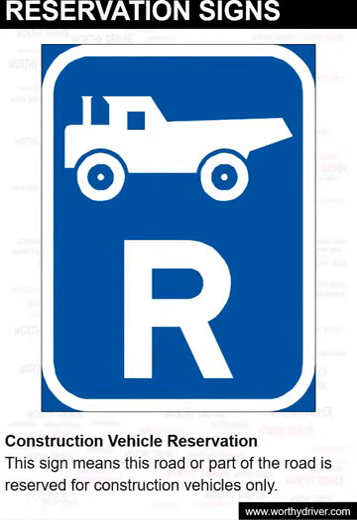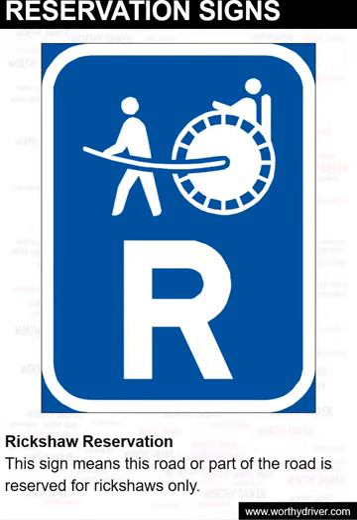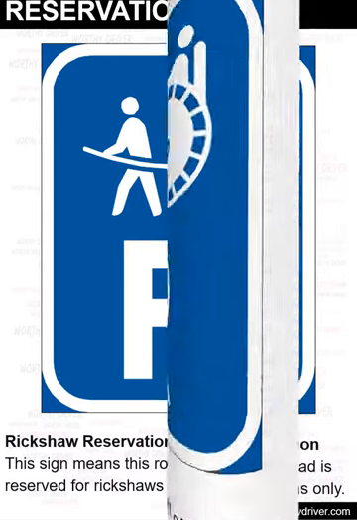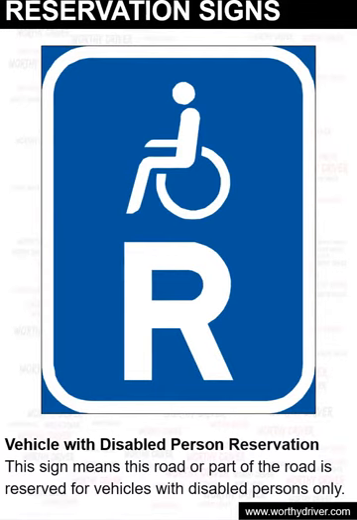Construction vehicle reservation. This sign means, this road or part of the road is reserved for construction vehicles only. Rickshaw reservation. This sign means, this road or part of the road is reserved for rickshaws only. Vehicles with disabled person reservation. This sign means, this road or part of the road is reserved for vehicles with disabled persons only.